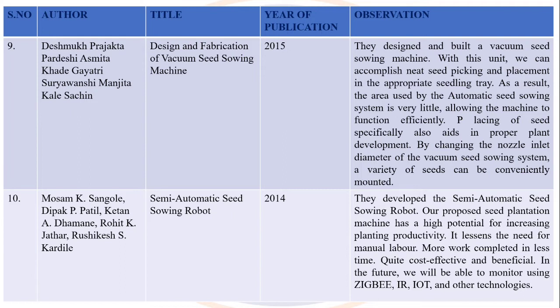Number 10. Title: Semi-Automatic Seed Sowing Robot. Name of the authors: Mosiam K. Sangol, Deepak P. Patil, Khatan A. Demain, Rohit K. Jatar, Rushiksh S. Kardal. Published in the year 2014. Observation: They developed the semi-automatic seed sowing robot.